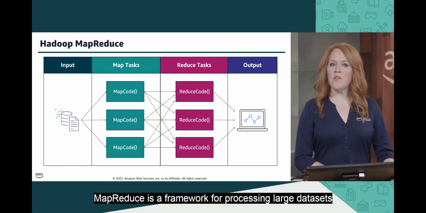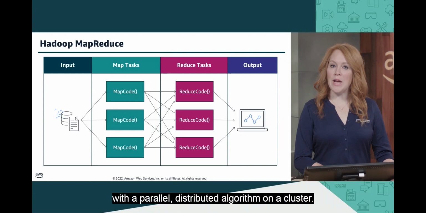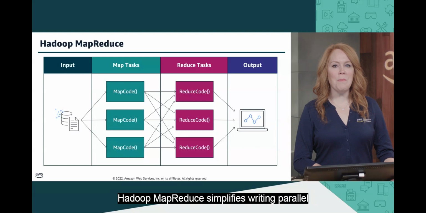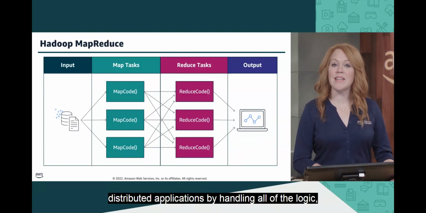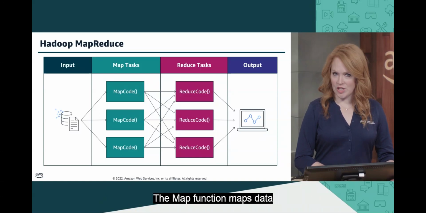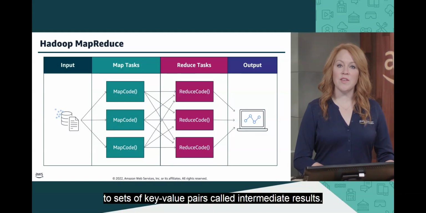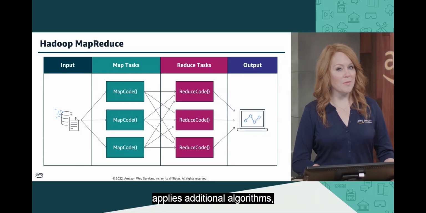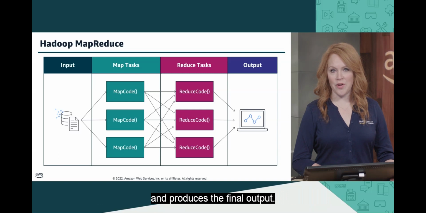MapReduce is a framework for processing large datasets with a parallel distributed algorithm on a cluster. Hadoop MapReduce simplifies writing parallel distributed applications by handling all of the logic, while you provide the map and reduce functions. The map function maps data to sets of key-value pairs called intermediate results. The reduce function combines the intermediate results, applies additional algorithms, and produces the final output.